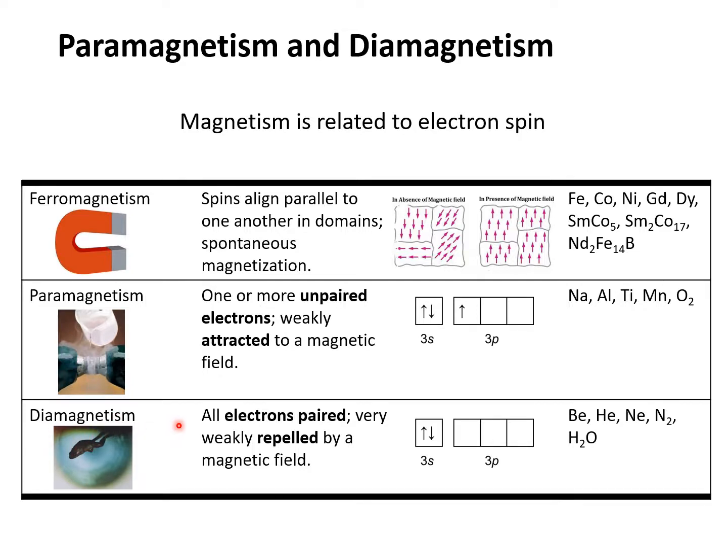Diamagnetism is another type of magnetic property that occurs when all the electrons are paired. This results in a material that is very weakly repelled by a magnetic field. In the example we have here, we have a frog, which is mostly composed of water. And because water is diamagnetic, if you place this frog above a strong magnetic field, it will be completely suspended in the air because the water in the frog is repelled by the magnetic field.